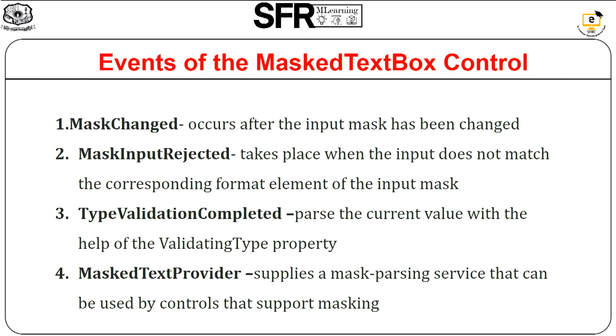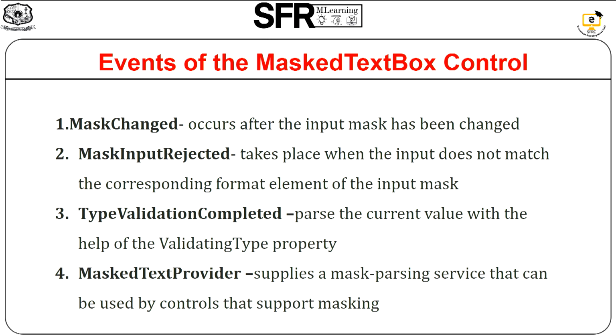The third event we are going to discuss here is type validation completed. The type validation completed event takes place when we parse the current value with the help of the validating type property. There is one validating type property for the mask current value we are going to give, that will be parsed. If some error occurs, that will be parsed with the help of the event type validation completed. It will validate the input value and then the mask value will be added.